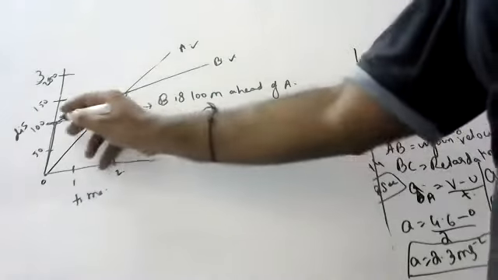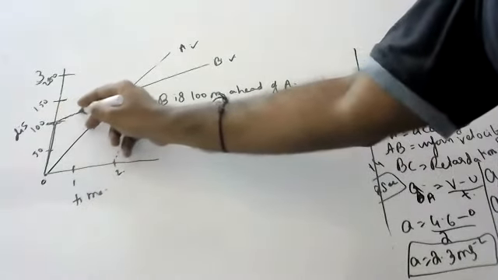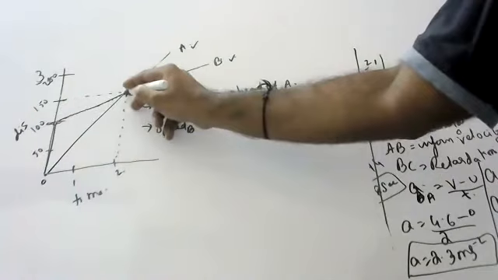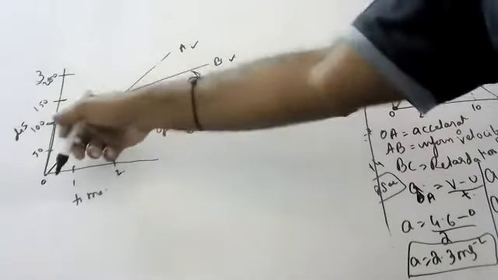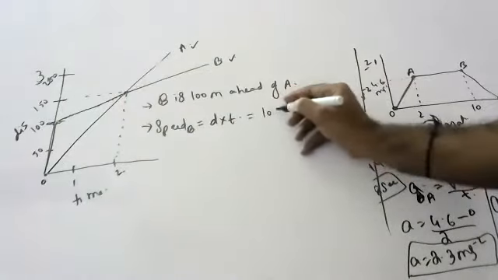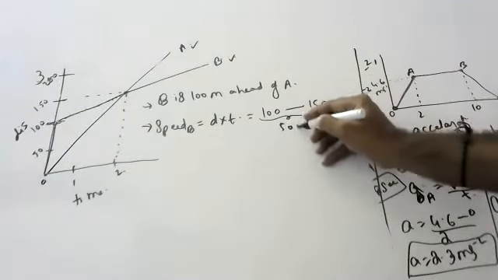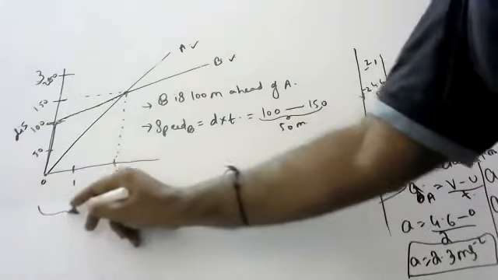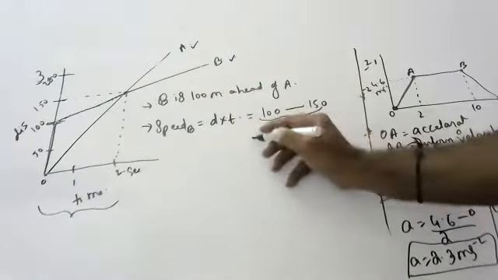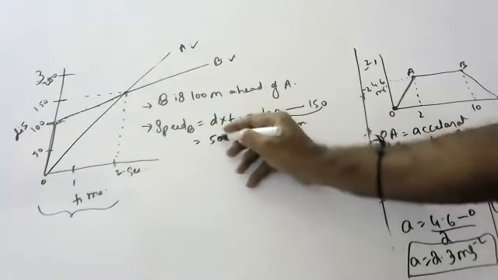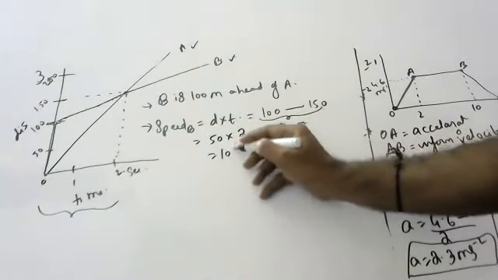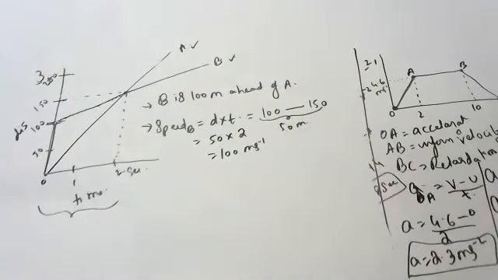See here, children, it is starting at 100 and it is going to 150. 100 to 150 means how much distance did it go? 50 meters, sir. In how much time did it go? 2 seconds. So distance is 50 and time is 2. So 25 meters per second is the speed of B, children. Okay. Third question.